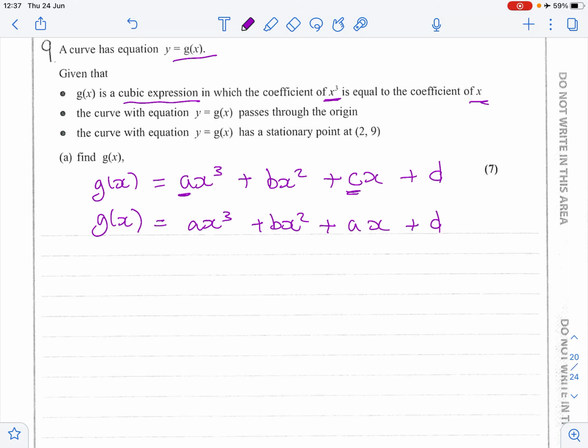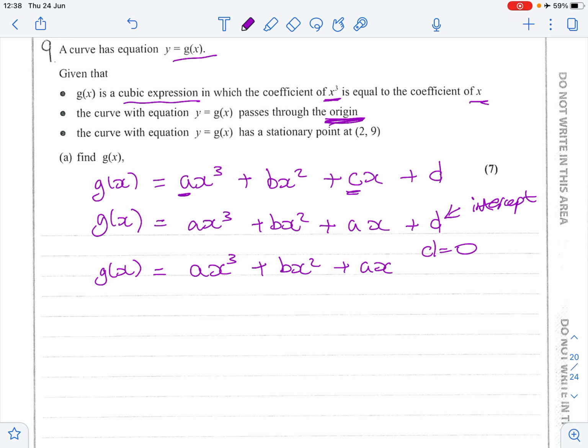Then we are told the curve passes through the origin. The origin means that when x and y equal 0, the curve cuts through 0. Therefore, we know d must equal 0. Because it cuts through the origin, the intercept is 0. So d is 0. Remember, d is your intercept. And it intercepts at 0, so we know our function is going to look like this: ax cubed plus bx squared plus ax.